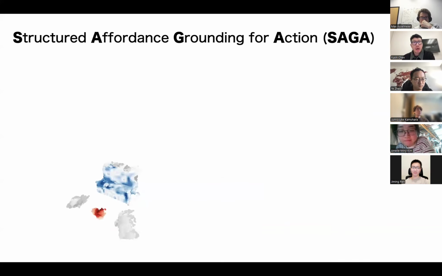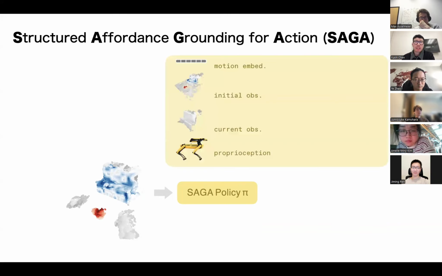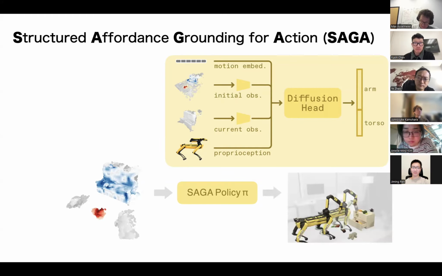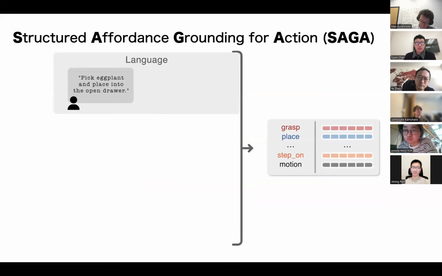Once we have this heat-map-informed 3D point cloud, we can feed it into a policy. We call it the SAGA policy. This policy is essentially just a diffusion head. It takes the motion embedding, which is the directional instruction, and also the initial observation, including the semantic meaning from the previous part, the current observation, the current 3D point cloud, and proprioception, which shows the robot's current state. We feed all this information into the diffusion head, and then the diffusion head directly outputs an action chunk to do the task execution. So this is the basic idea.